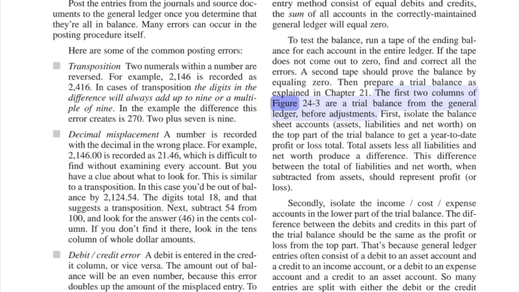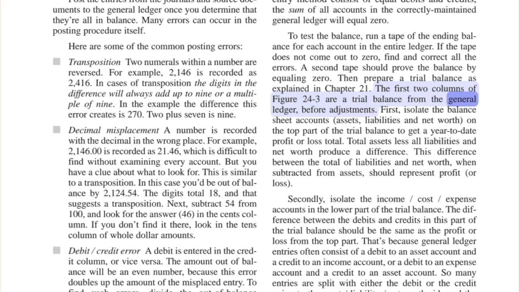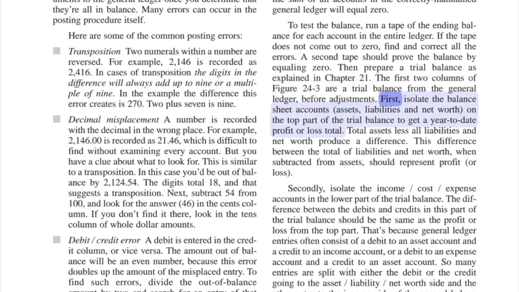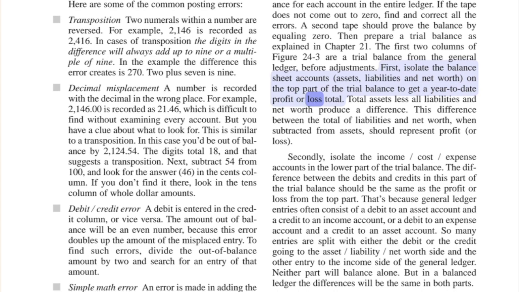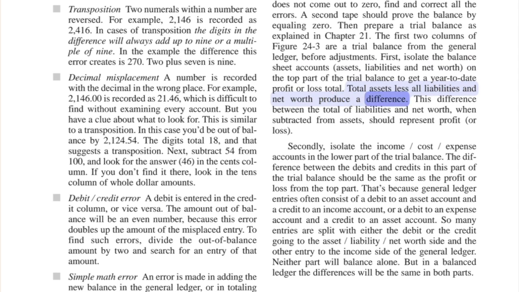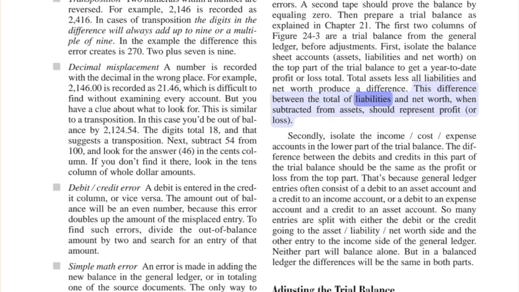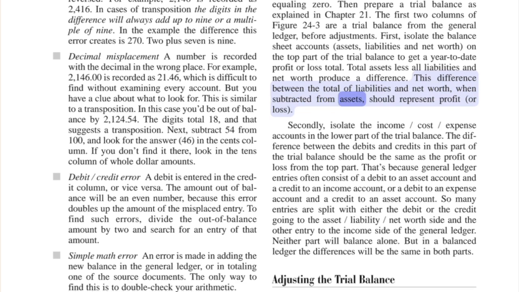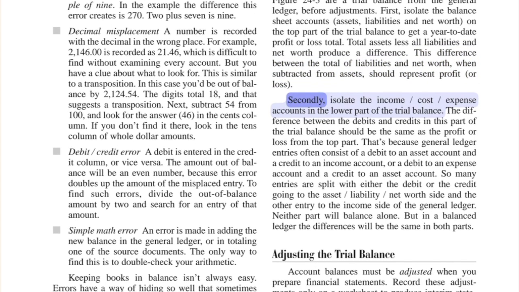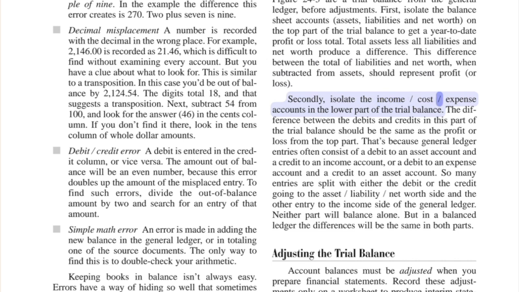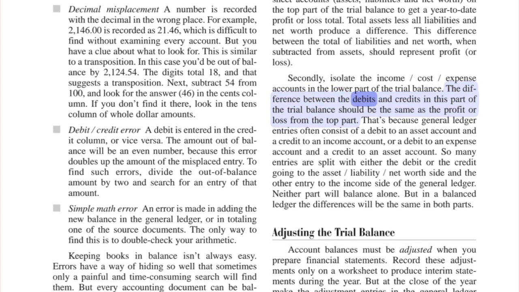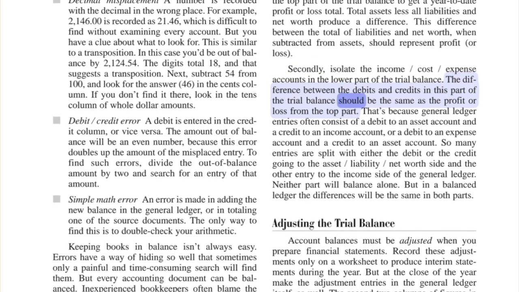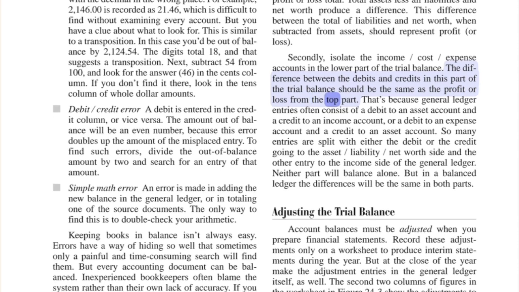The first two columns of Figure 24-3 are a trial balance from the general ledger before adjustments. First, isolate the balance sheet accounts on the top part of the trial balance to get a year-to-date profit or loss total. Total assets less all liabilities and net worth produce a difference. This difference between the total of liabilities and net worth, when subtracted from assets, should represent profit. Secondly, isolate the income, cost, expense accounts in the lower part of the trial balance. The difference between the debits and credits in this part of the trial balance should be the same as the profit or loss from the top part.